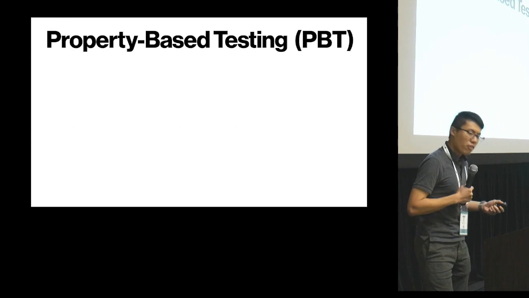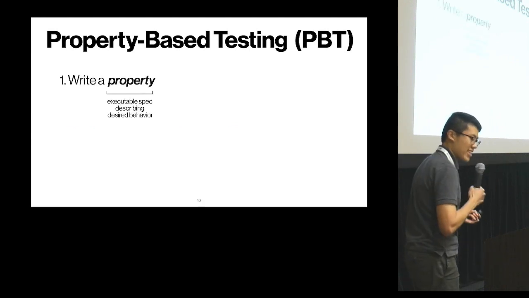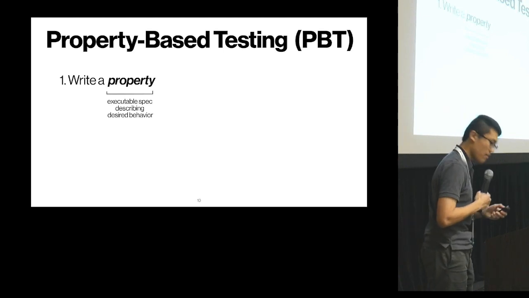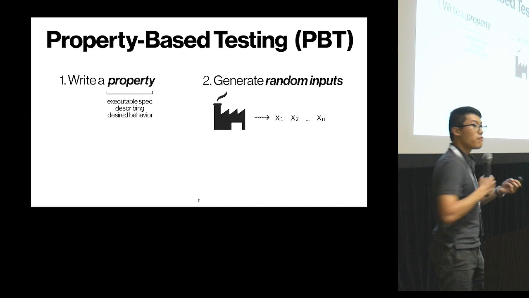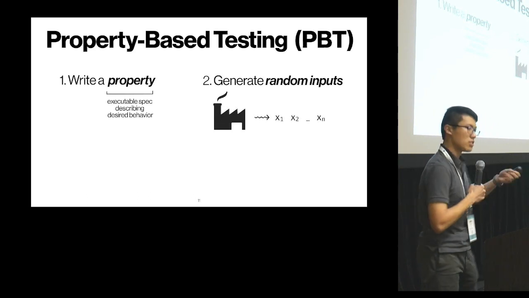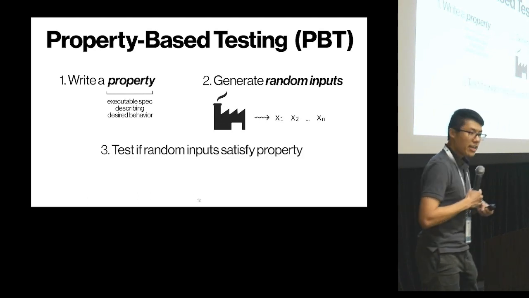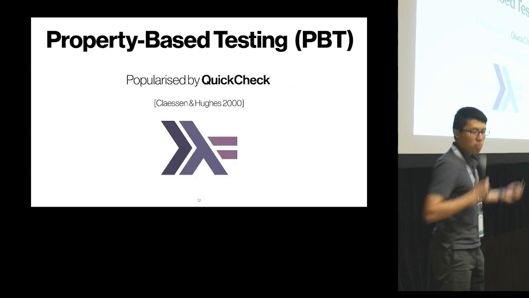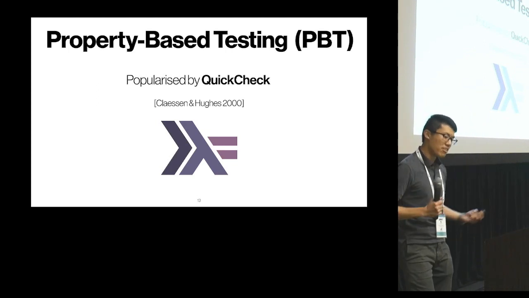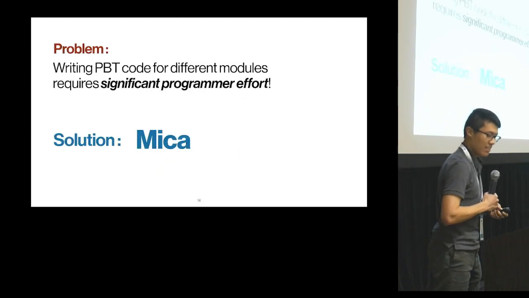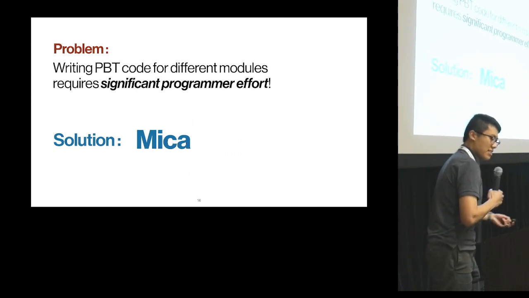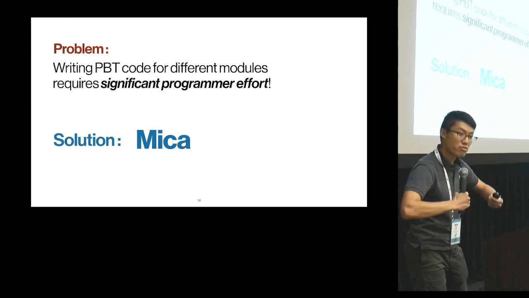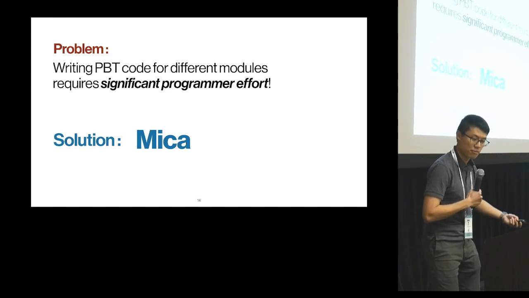This is a manner of testing in which we first write a property, an executable specification describing some desirable behavior of my program. I then write a generator, a function that produces random inputs with the desired type and shape. And then I check, do these random inputs satisfy my property? Property-based testing was popularized by the celebrated library QuickCheck in Haskell. Now, here comes a problem. Writing property-based testing code for different modules requires significant programmer effort. This is because my abstract type is instantiated differently across my two modules.